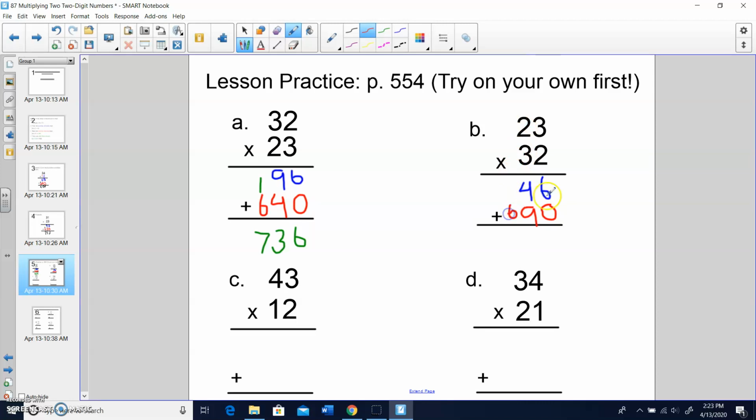Okay, now look at my digits here and notice that they're not exactly the same, but the digits look very similar. Now I can add my two products together. 6 plus 0 is 6. 4 plus 9 is 13. And then 1 plus 6 is 7. So what happens when we use multiplication? It does not matter the order that we're multiplying the numbers in, the product stays the same. Okay, go ahead and try C.